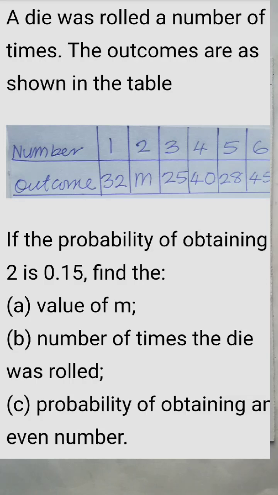A die was rolled a number of times. The outcome is shown in the table. If the probability of obtaining a 2 is 0.15, find A, the value of M, B, the number of times the die was rolled, and C, the probability of obtaining an even number.